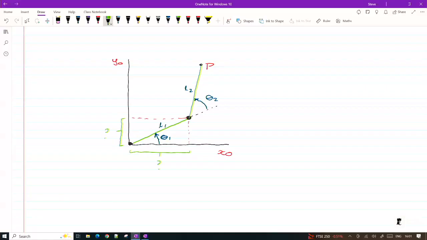So, someone want to tell me what the horizontal is? What this one is? Sorry? Oh, right, I thought someone said sine. Right. Okay. So hopefully everybody will agree with that.